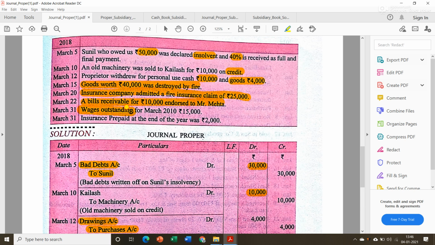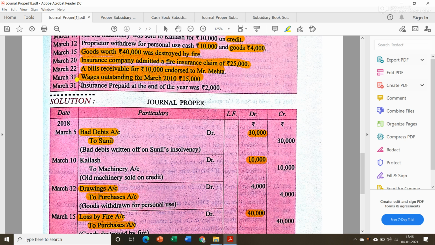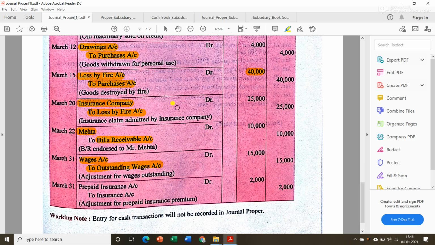Then next is wages outstanding for March 2010 15,000. It was previous year's wages that became outstanding. We haven't paid yet, so we will pass journal entry wages account debit to outstanding wages account 15,000. The next is insurance prepaid, means we have paid insurance in advance this year worth rupees 2,000. So since this transaction is related with next year, we cannot record it in cash book. We will pass journal entry as prepaid insurance account debit to insurance account 2,000.